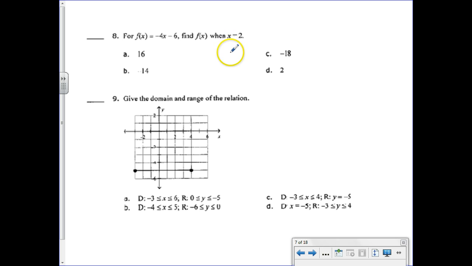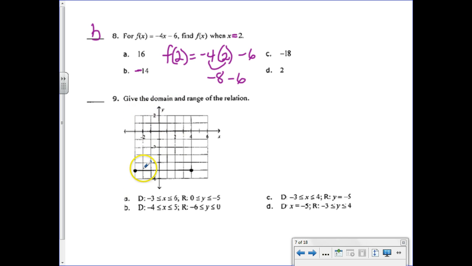Here's another one. This scan doesn't look so good, but it should be when x equals a value of 2. When you plug this one in and evaluate the function at that value, you take f of 2, negative 4 times 2, and then subtract 6. Order of operations, negative 8 minus 6 should give you negative 14, which is B. On my scan it doesn't look as good, but that is a negative sign.